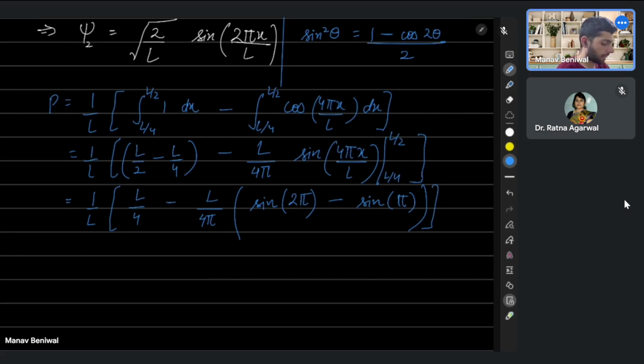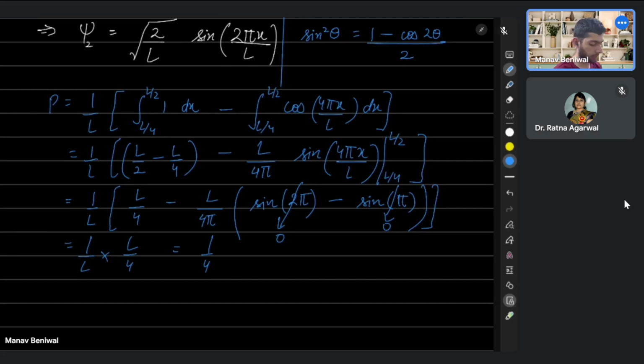Okay. And now what is 2 pi? 360, and sine of 2 pi. So this term is simply 0. And again sine of 180, this term is also 0. So we can forget about all these terms. And finally we'll just get 1 over L into L by 4. And this is simply 1 by 4.